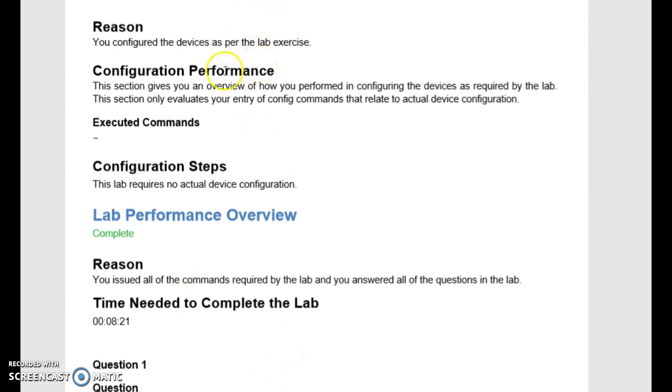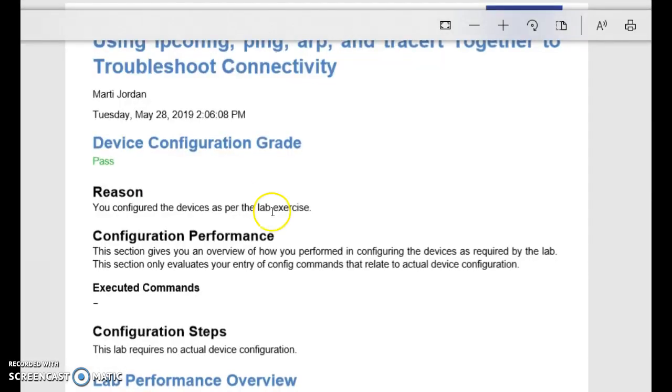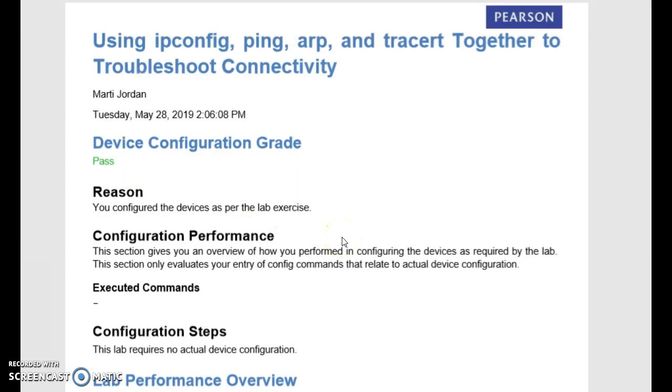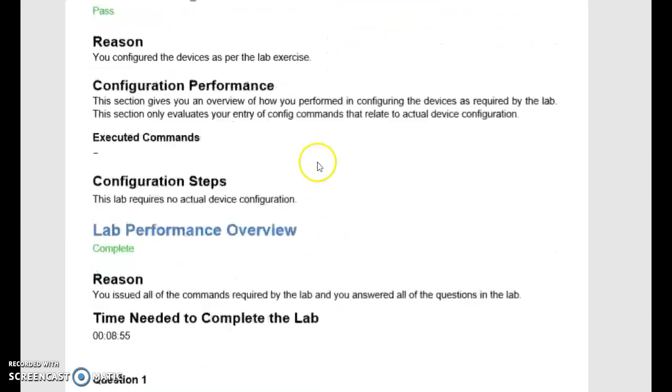And then the next one was using ipconfig, ping, ARP, and tracert. Now that helped me figure out the very final one. The one I did last was troubleshooting practice, and it took me 3 hours, and I wanted to cry. But I completed this, and then I printed off this one to help me do the final lab. So this one took me 8 minutes.